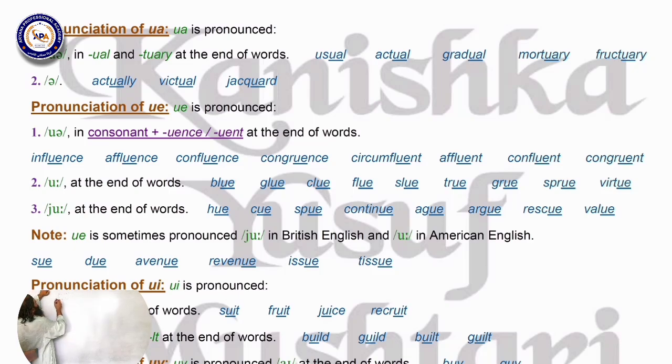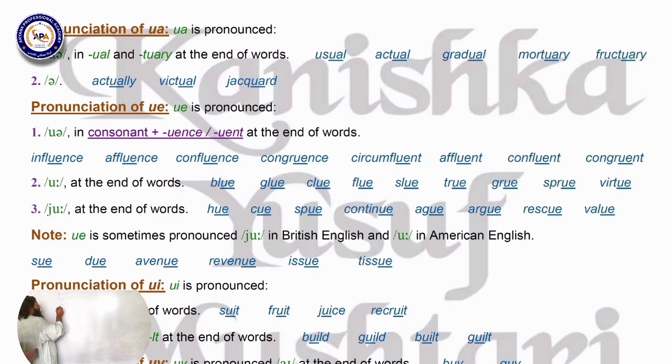Next digraph is UE. UE is pronounced, the first sound is U. Again, the same. First sound, diphthong U. And it can be given by UE when we have consonant plus UE in CE or consonant plus UE in T at the end of words. And mostly this UE in T is the adjective form of the same nouns that end in UE in CE. For example, examples with UE in CE like influence, affluence, confluence, congruence, and examples with UE in T like affluent, circumfluent, confluent, and congruent.